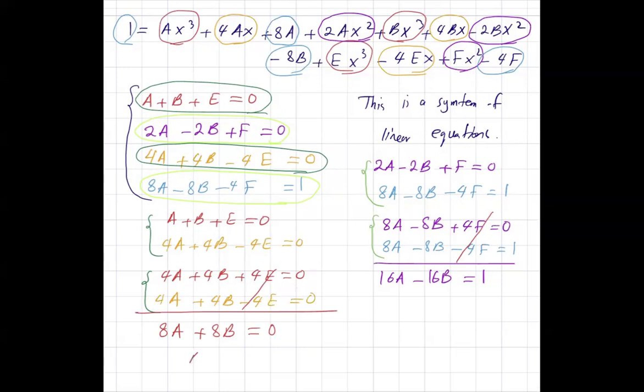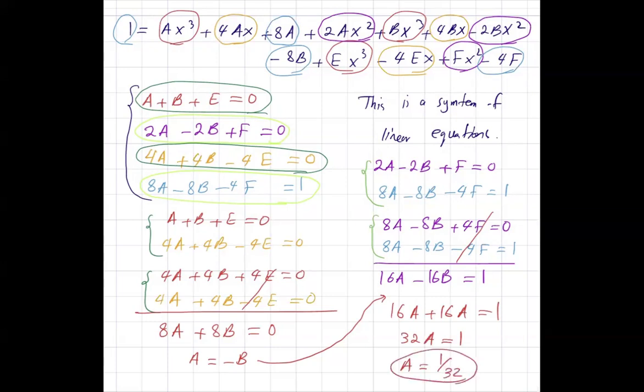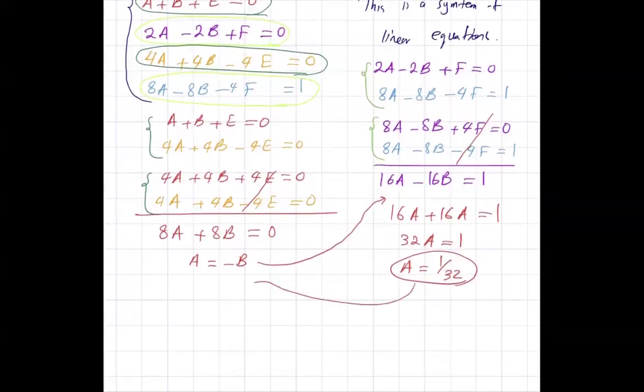So what's the meaning of this equation? It means that A equals negative B. So if you plug this in here, you get 16A, and B is negative A, so 16A plus 16A equals 1, or 32A is equal to 1, or A is 1 over 32. Okay, A is 1 over 32. What is B then? B is negative 1 over 32. So we found the values for A and B. You can easily calculate E and F now.